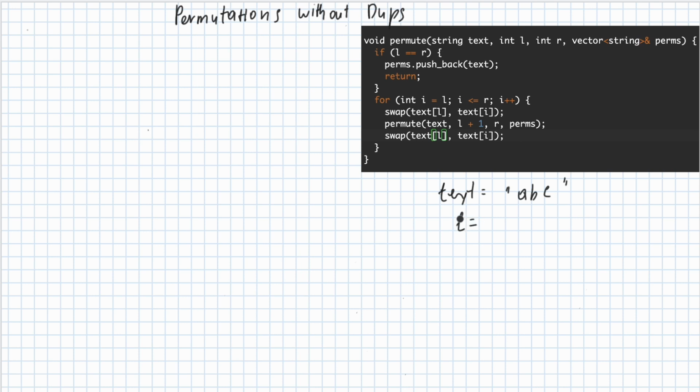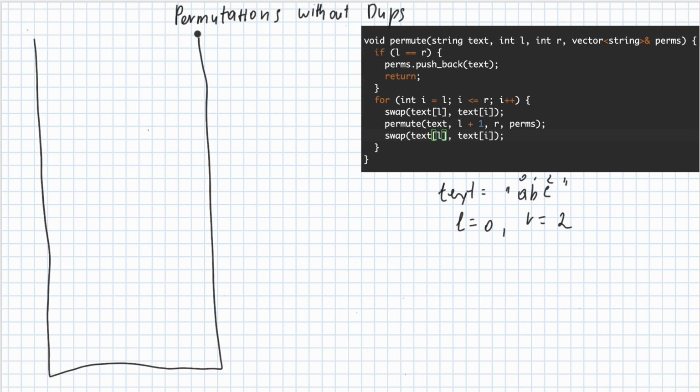Initially we have a left pointer, L, which is 0, and the right pointer will always be the last index of the given string. In our case, we have 0, 1, and 2, so R will be 2. And for the recursive calls of the function, I will use the stack, and the loop part I will write here, but we will have a look at it now.